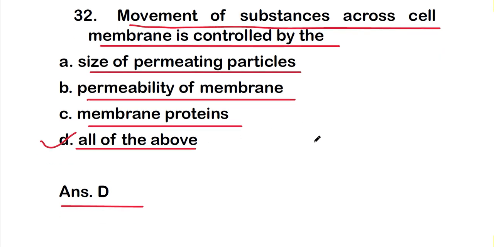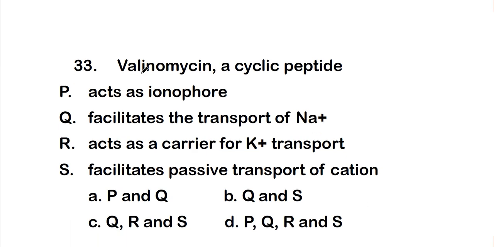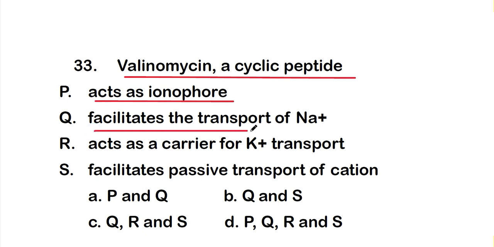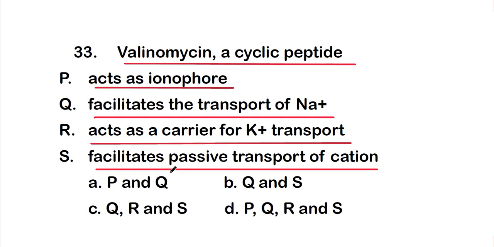Okay, next question. Next is question number 33: valinomycin, a cyclic peptide, acts as an ionophore (P), or option Q, facilitates the transport of Na plus, or (R) acts as a carrier for K plus transport, or (S) facilitates passive transport of cation. So which arrangement is the right one?